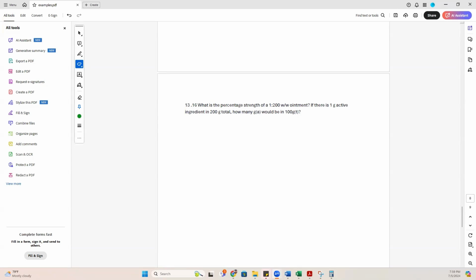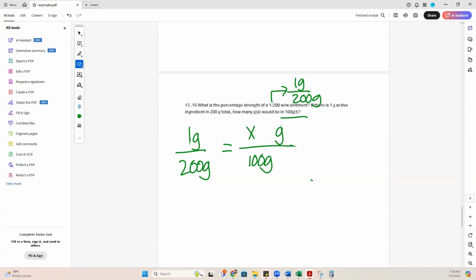What is the percentage strength of a 1 to 200 weight ointment? So this is the first time we're working with something other than weight and volume. If there is 1 gram of active ingredient in 200 grams total, how many grams would be in 100 grams? So we're essentially saying that this here is 1 gram over 200 grams. So I'm going to write that over here. And we want to know how many would be in 100 grams. And that's total solution. So total is always going to go on the bottom. And then we have X grams on top. So we have grams on all sides. But remember, the total amount is always going to be on the bottom. And the book has you write out all of these different abbreviations, if that helps. I don't think it does, but for me at least.